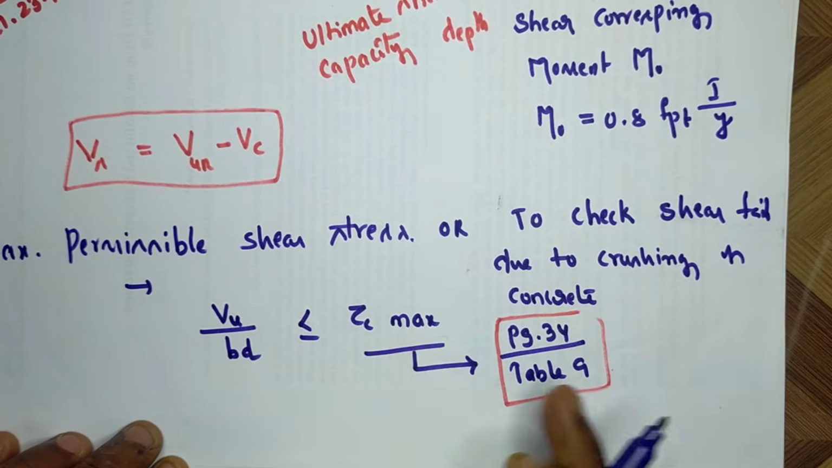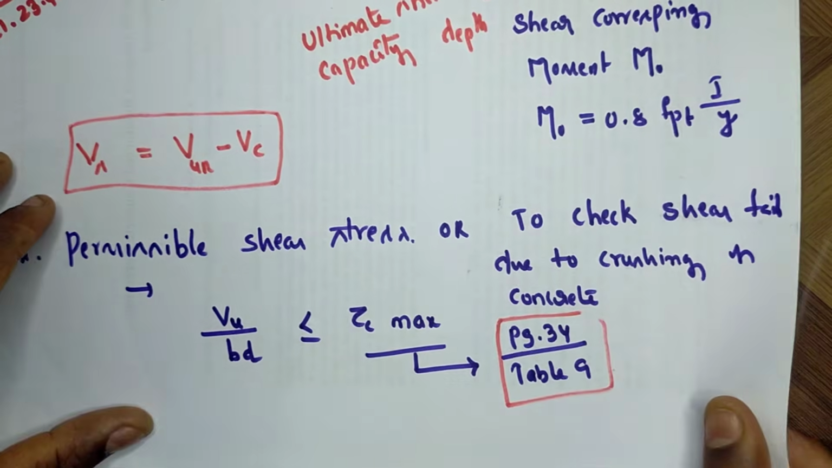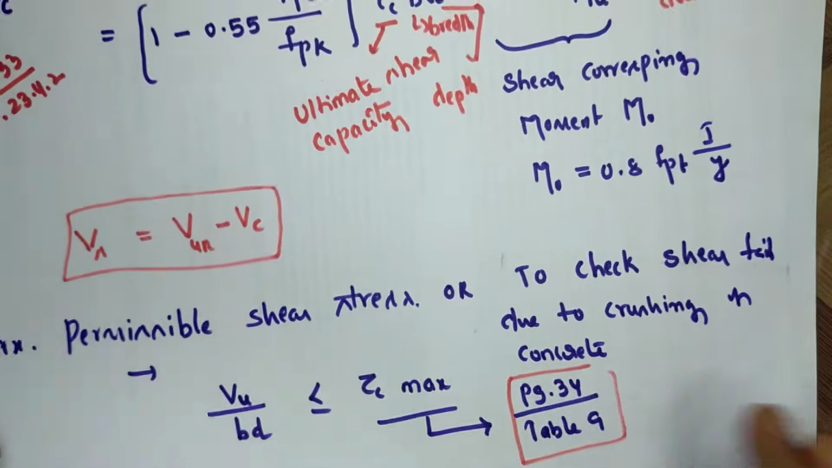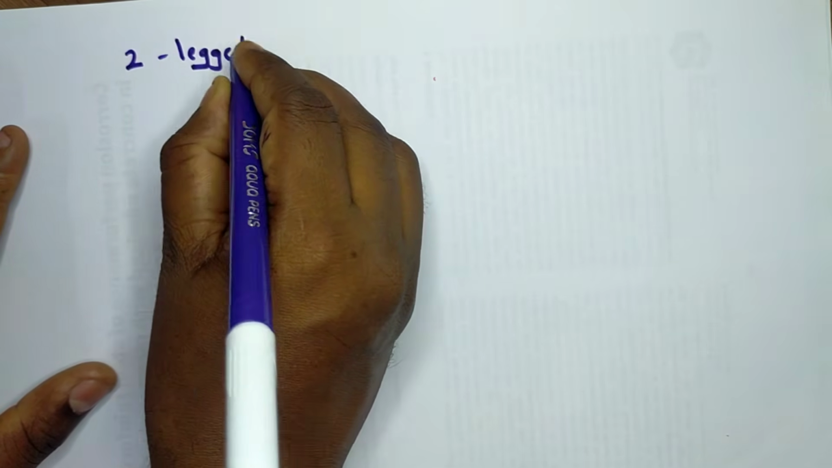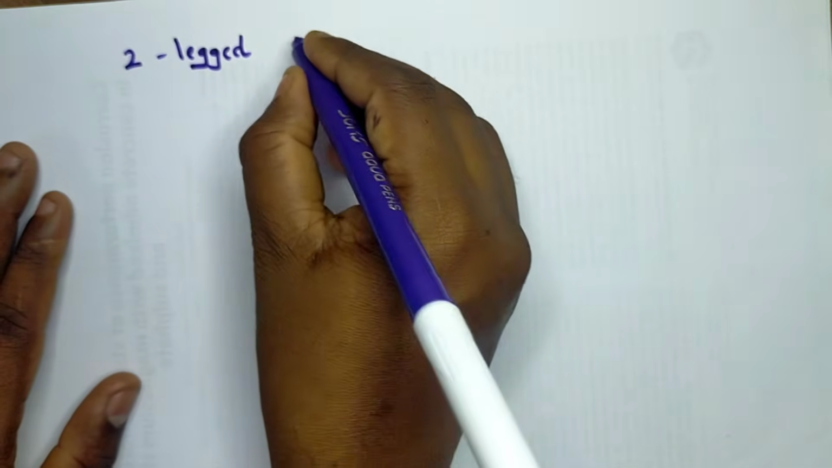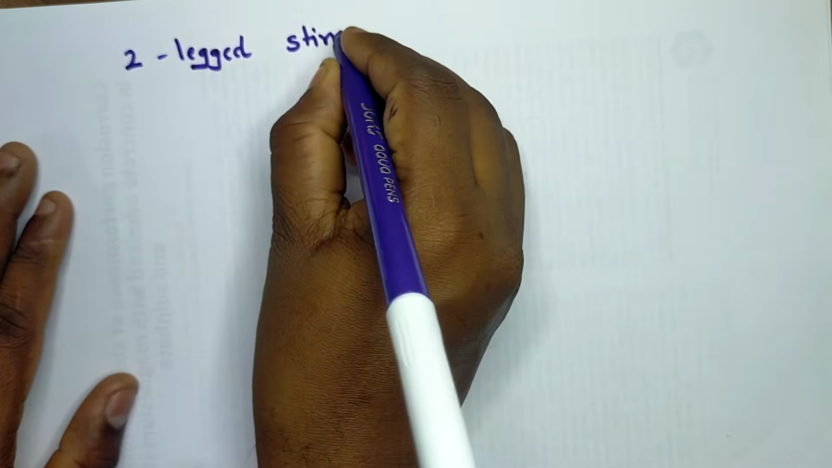How can we determine the area of shear reinforcement? Generally, we provide two-legged stirrups, right? Two-legged stirrups.